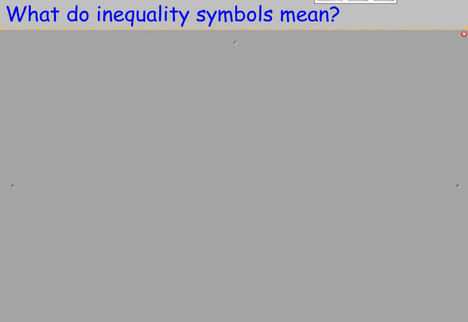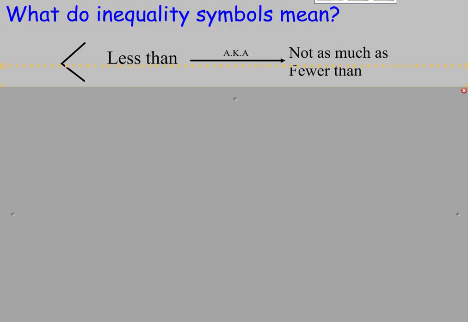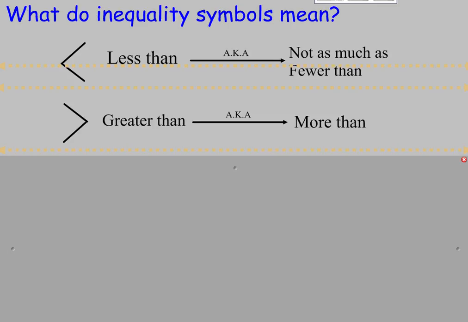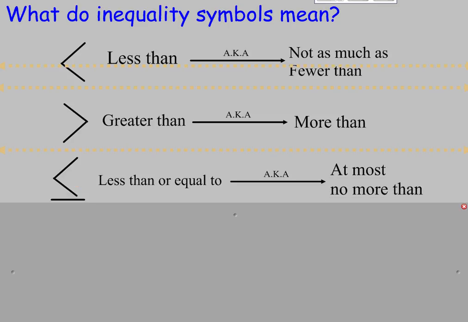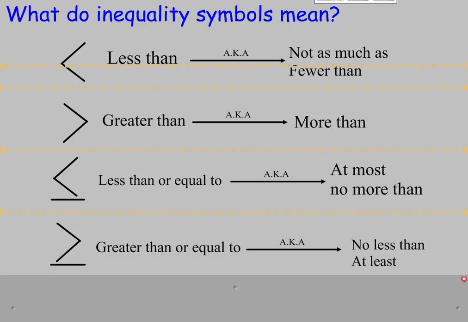So what do the inequality symbols mean? Remember, there's 4 of them. So the big arrow pointing left, or right. Pointing left means less than, means not as much or fewer than. Arrow pointing right is greater than, so that's going to be more than, bigger, whatever. Less than or equal to means at most or no more than. Those are kind of your key English words. And then last is greater than or equal to, so it's going to be no less than or at least.